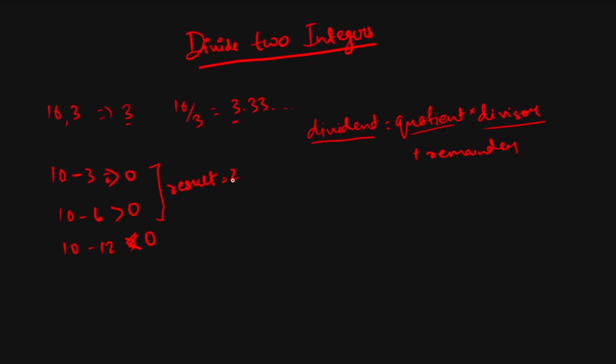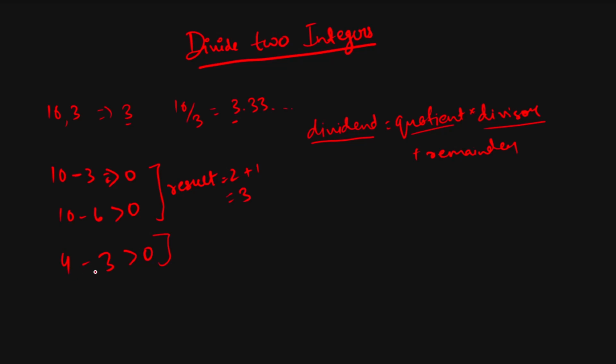So I will store it in some variable. Now I will do 10 minus 6, which will be 4. So I have 4. Now I will again start with subtracting 3. 4 minus 3 is greater than 0. Now 4 minus 6 is less than 0. So I will update my result by adding 1, making the result equal to 3.